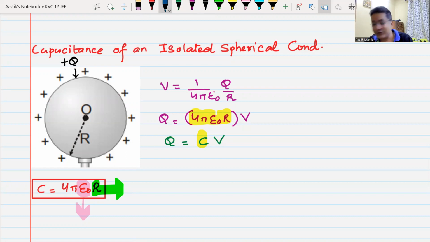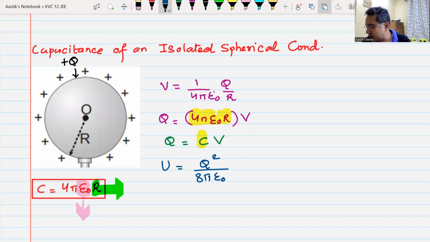Okay, that means notes are helping you out. The potential energy of this conductor, U, was K Q square by 2R. So I will now write it as Q square by 8 pi epsilon naught R. That was the self energy of this conductor. Now, as soon as I see 8 pi epsilon naught in the denominator, something should click. This can now be written as Q square by 2C.